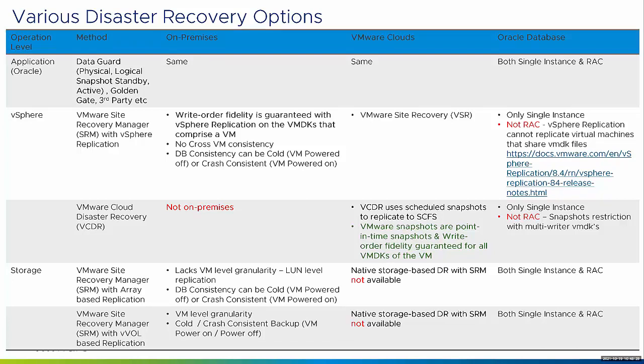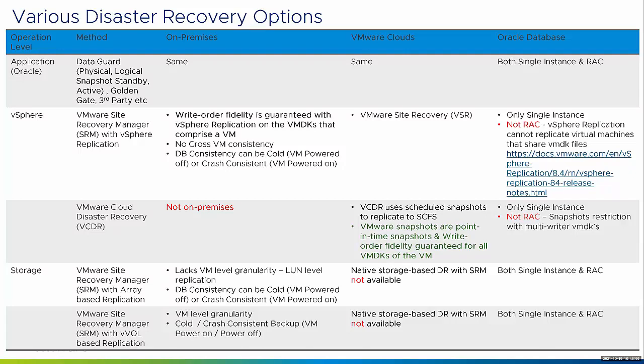And the third level, when you start talking about disaster recovery at the storage level, you're able to do that using SRM with array-based replication. In this case, you can do that for both single instance and Oracle RAC. It goes back to the same business continuity discussion as well. It lacks VM-level granularity. The granularity is at the LUN level, so it's pretty much everything. It's all or none. And the DB consistency can either be cold or it can be crash consistent.